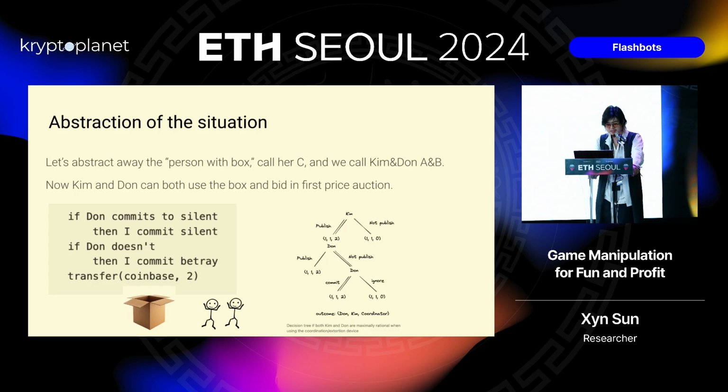So now let's abstract away the person with the box, and call her C. Then we have Kim and Don, who are players A and B.